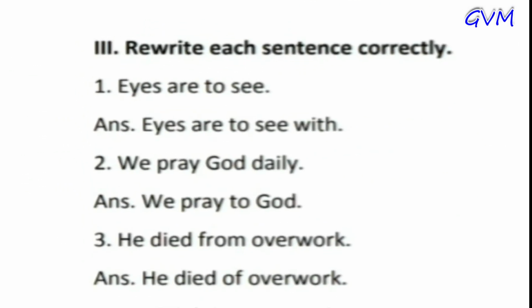Now we have question number 3 of this exercise. Rewrite each sentence correctly. First, eyes are to see. The correct sentence is: eyes are to see with. First of all, we use with because it represents the connection between the people and thing, and we take the preposition with at the end of the sentence, because whenever the preposition governs a question word, the question word being the object of the preposition, the preposition is usually placed at the end of the sentence.